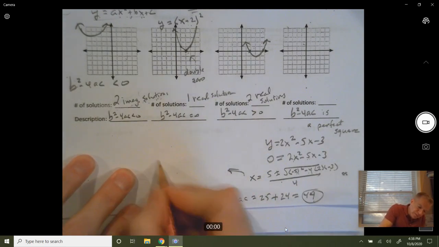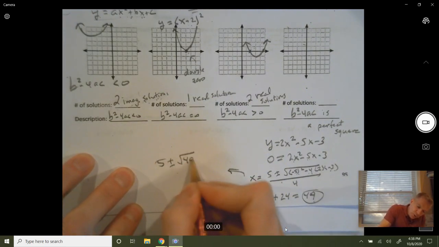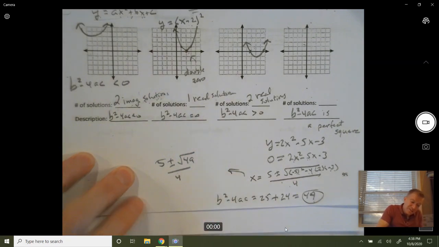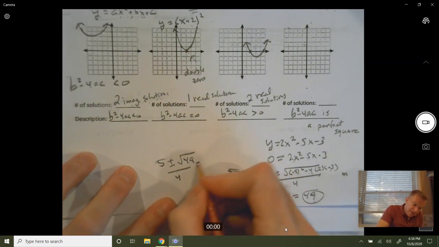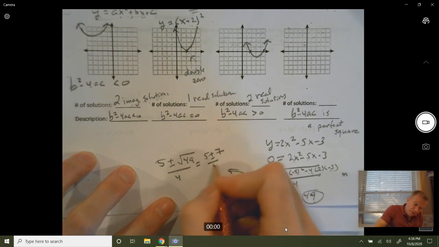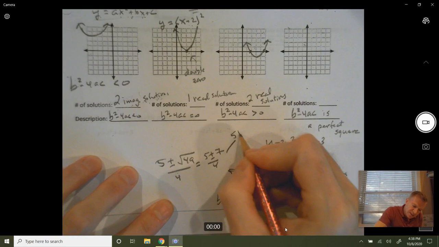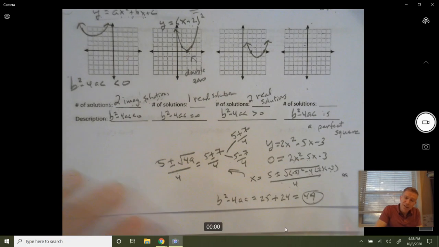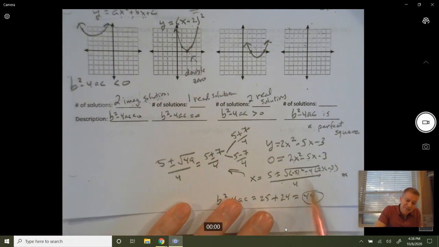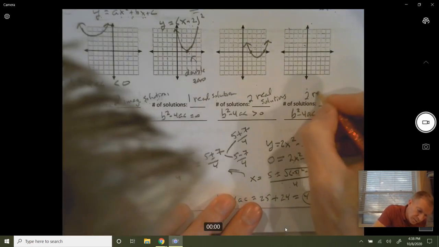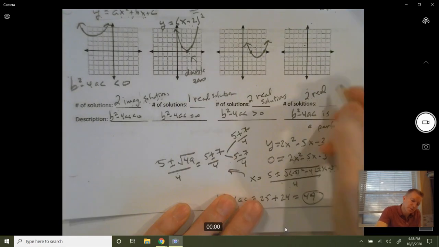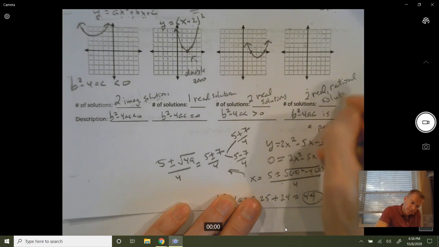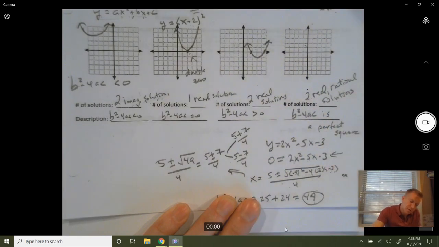I'm going to come over here, 5 plus or minus the square root of 49 over 4. Now notice this goes away. So we've got 5 plus or minus 7 over 4, which means we have 5 plus 7 over 4, and we've got 5 minus 7 over 4. And because the radical goes away, these solutions, these zeros, are no longer irrational. They're rational. So we have two real, but we can be more descriptive this time, two real rational solutions to this equation where we're solving for our zeros.